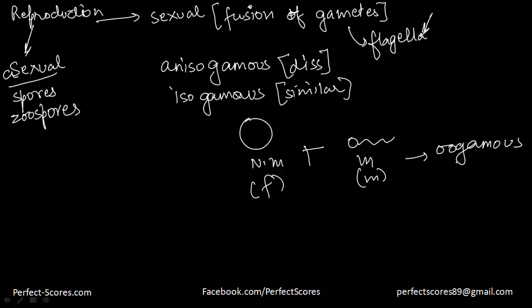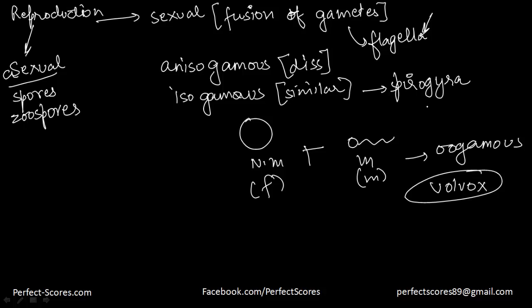Let's take a few examples. Oogamous takes place in Volvox. That is the example for this. Isogamous takes place in Spirogyra, which, if you remember, is the filamentous kind of algae. And anisogamous is there in Chlamydomonas. So that is how the reproduction takes place.